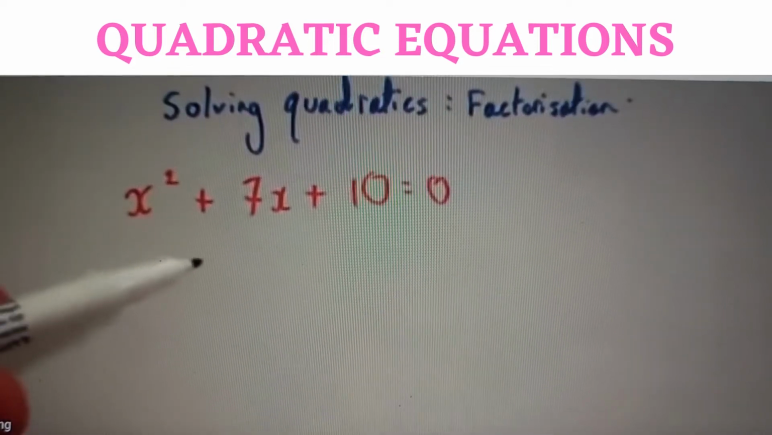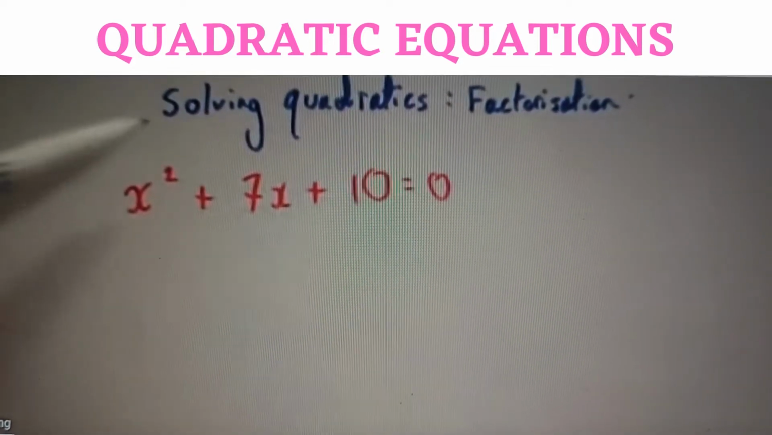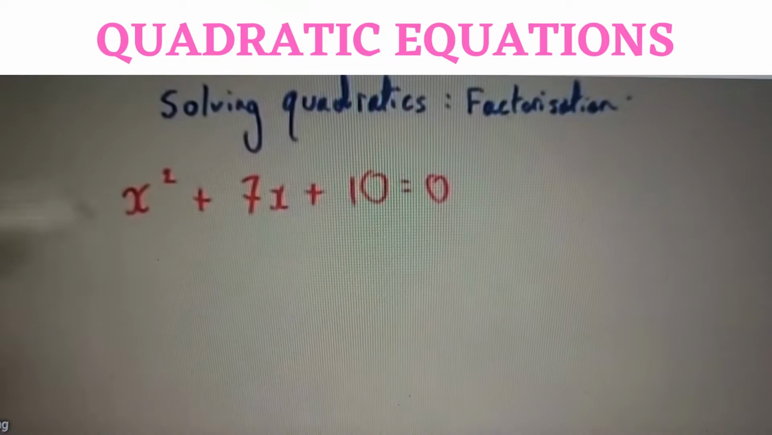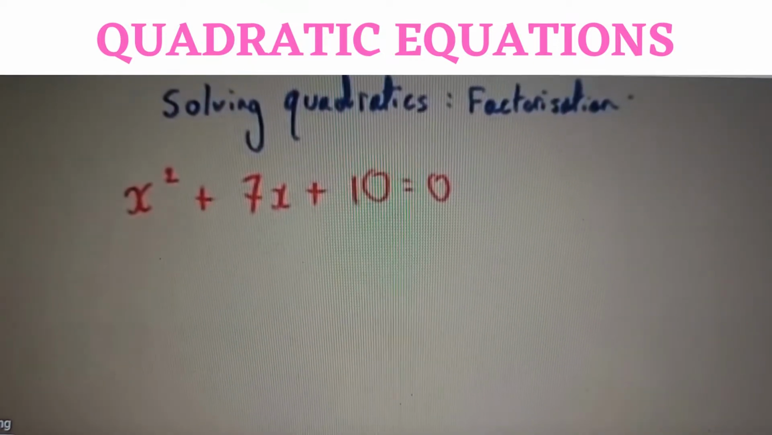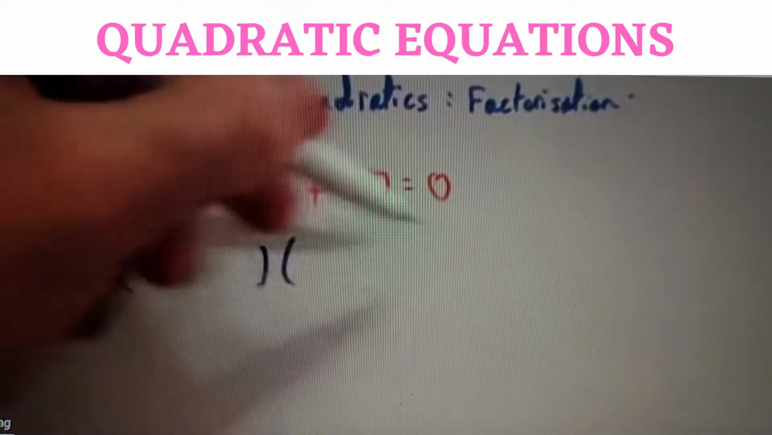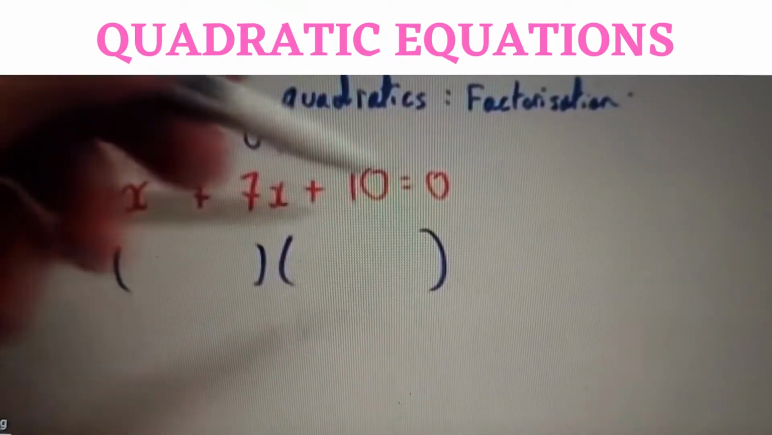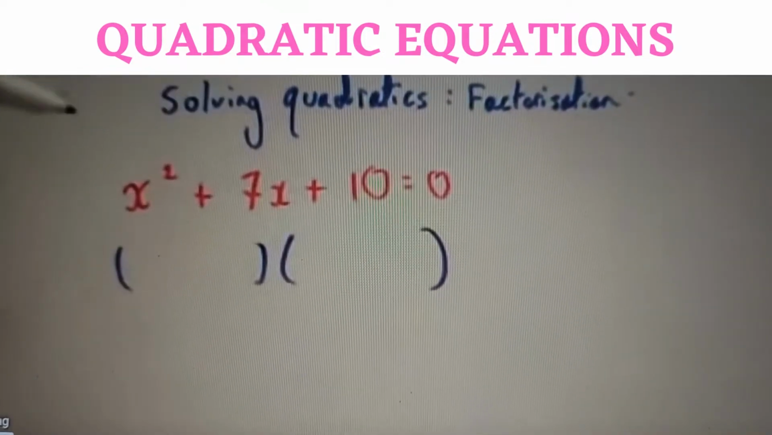x squared plus 7x plus 10 equals 0. So the first thing you want to do is to factorize the quadratic. Obviously, whenever it equals 0 though first, okay? So you factorize the quadratic. So you put bracket, bracket. You should remember how to do this. If you don't know how to do it, again, watch the video.